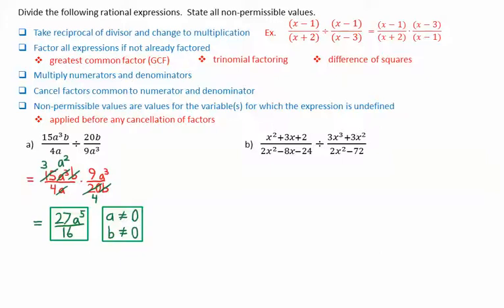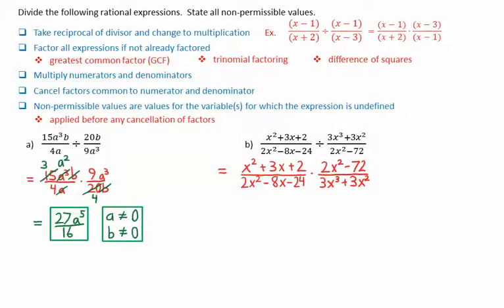For example b, in this case, we have to do the factoring first. Although here, before I do the factoring, I will change it to multiplication. So again, note I'm taking the reciprocal of the second rational expression. Note you could have done the factoring first and then changed it to multiplication.